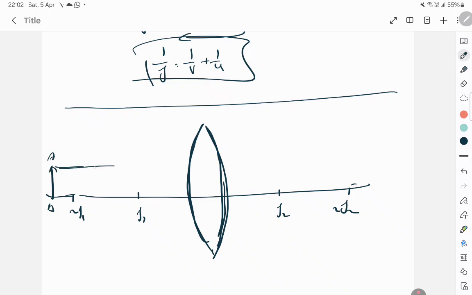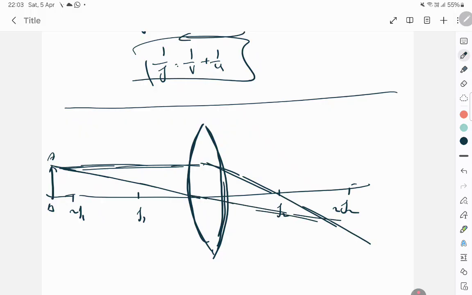Any ray parallel to the principal axis will pass through the principal focus. Any ray passing obliquely through the optic center will go undeviated, and the image will be formed between F2 and 2F2, and it's a diminished image, inverted image, real image.